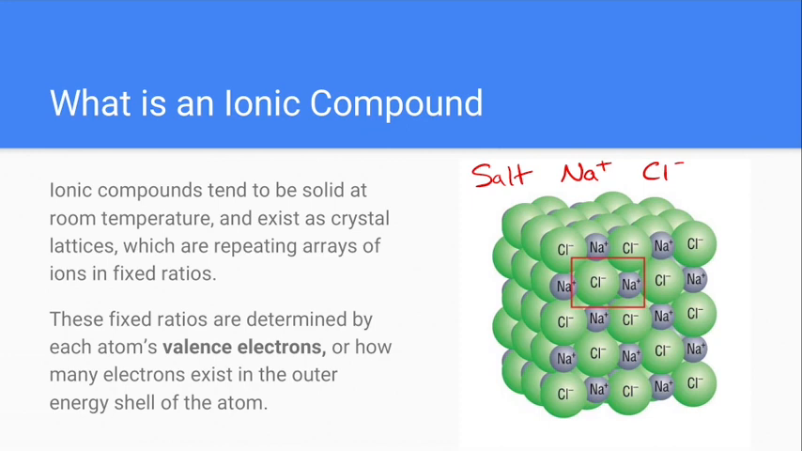And you can see here how there's this big crystal lattice. It's called a crystal lattice, but it's just a bunch of ions stacked up together, and you can see that it's a three-dimensional matrix. So we have side to side, back and forth, up and down. So this is all a big cube here, a big cube of different ions. And they're always repeating arrays of these ions, and they always happen in fixed ratios. And this is going to be important when we go to name them. But the fixed ratios are determined by each atom's valence electrons, or how many electrons exist in the outer energy shell. And remember, we're trying to get to 8. So the number of valence electrons is going to determine what charge it's going to have when it gets to that stable octet.